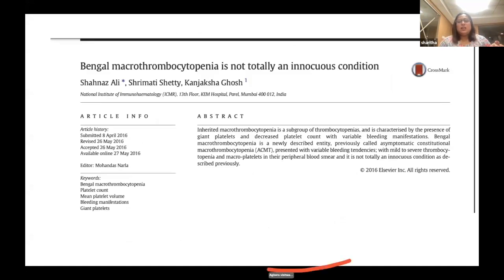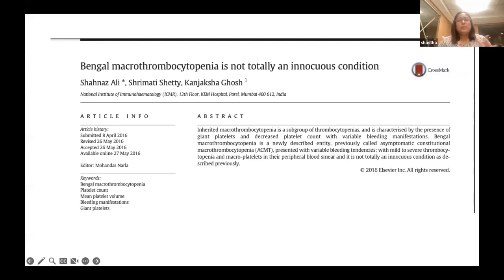And there are a few articles which say that macrothrombocytopenia is not very uncommon in India. First, I think Dr. Barnali would be talking about the Harris platelet syndrome, which was discovered in India first in a series of blood donors in West Bengal. So Dr. Barnali would be throwing some light on that.